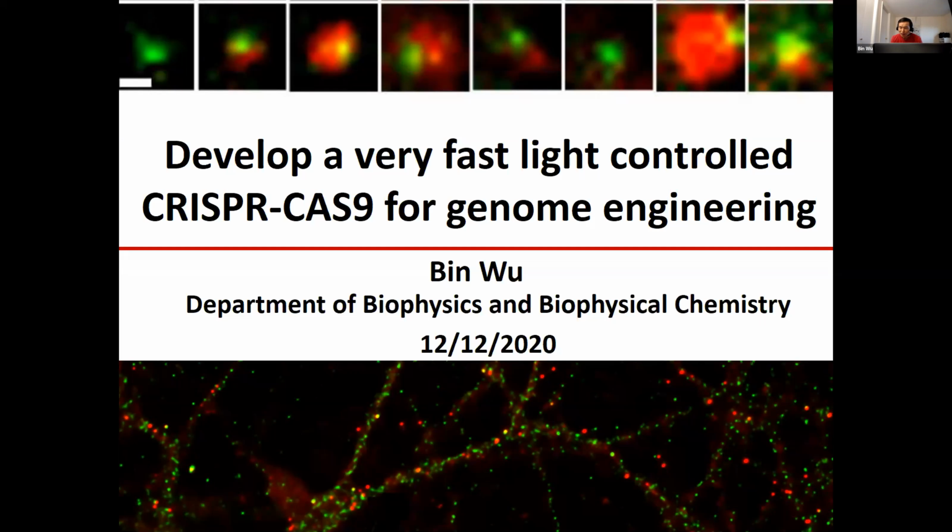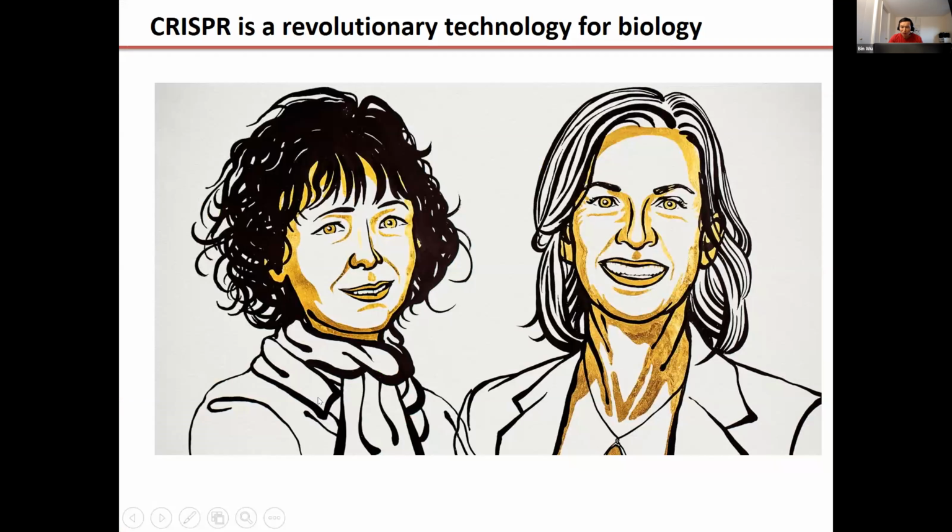Okay, my lab focuses on developing tools to visualize and control single molecules in live cells. So today, the story I'm going to talk about is developing this very fast, light-controlled CRISPR-Cas9 system for genome engineering. This year, the Nobel Prize for Chemistry went to Emmanuel Charpentier and Jennifer Doudna for developing the revolutionary CRISPR technology for biology.